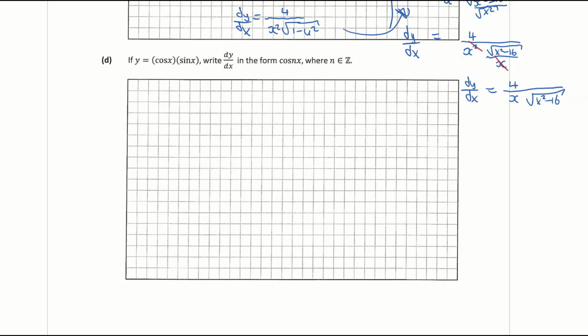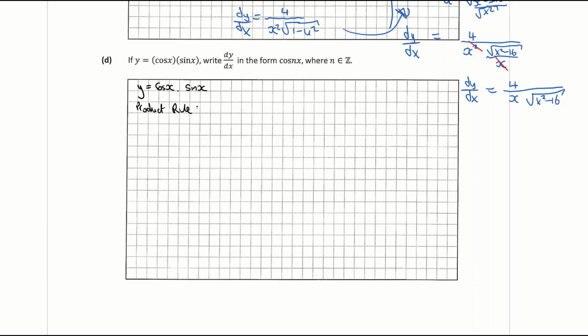Part D: if y is equal to cos x times sin x, write dy/dx in the form cos n of x. So we're basically looking for some factor there in front of the x. So how would that look? We have y is equal to cos x times sin x. That's what we're given. Let's use the product rule because we're multiplying here.